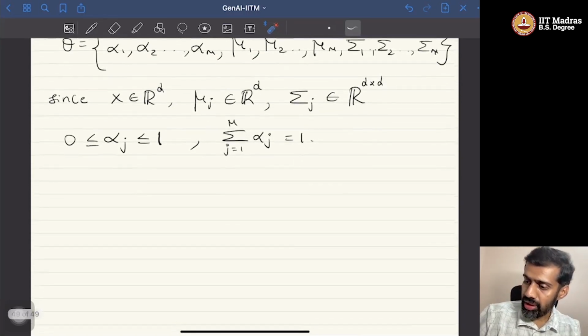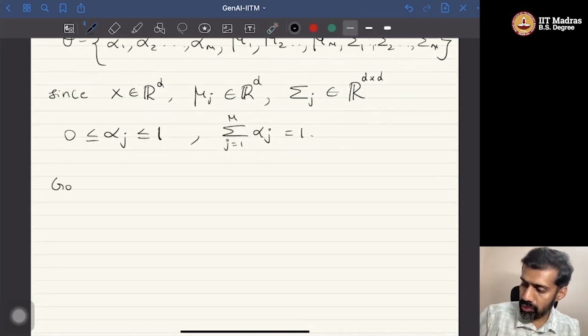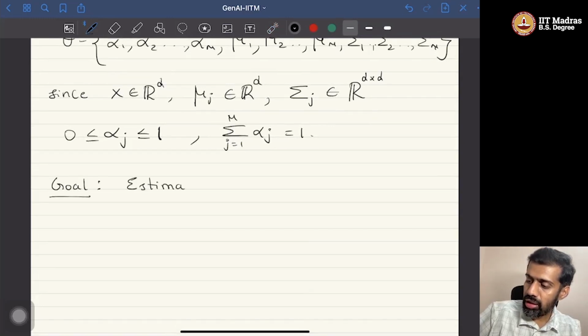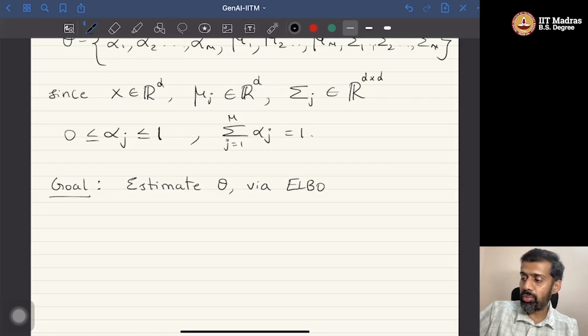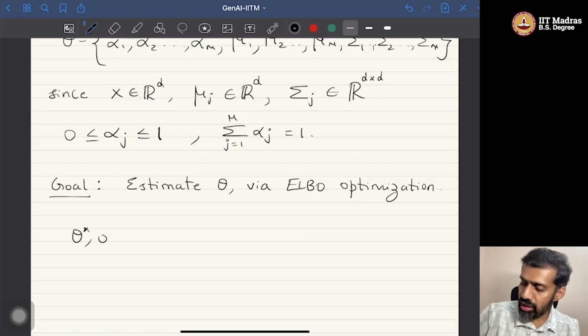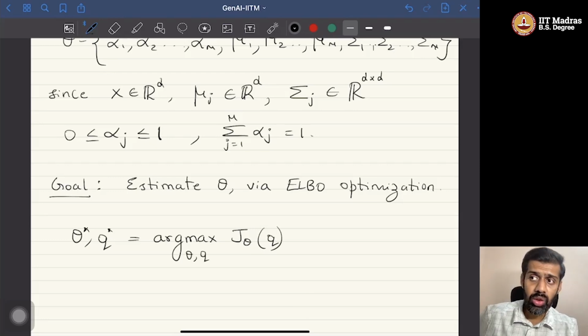Now, how do we do that? The goal is to estimate theta via ELBO optimization. This is a latent variable model, so we want to estimate theta via ELBO optimization. We want to get our theta star and q star that would maximize J of theta and q, which is the ELBO, and this optimization is over theta and q. Now how do we do that is the question.